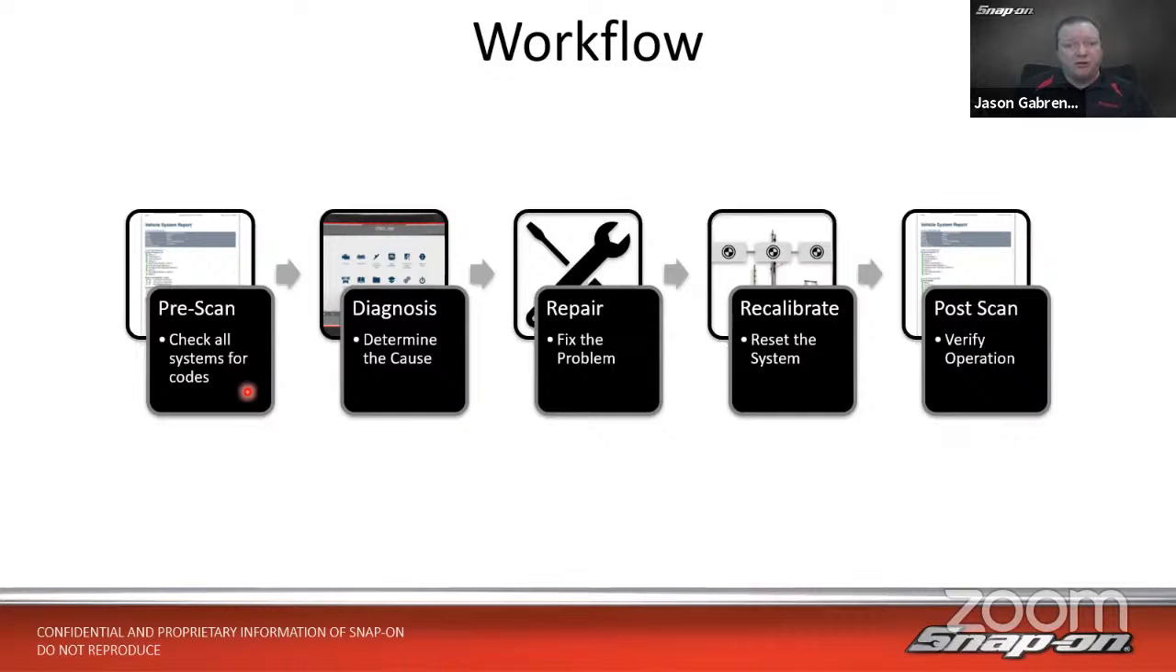We want to check all modules on the vehicle for codes. Now, why do we need to do that? Well, not every module on a vehicle has a light associated with it. So there could be codes in multiple other modules that are affecting other vehicle systems, and you might not know because there won't be any light on the dash or anything like that. So we want to make sure we do that full pre-scan, scan all the systems, and check for codes. With that pre-scan, we also generate a report that we can share with our customers as well. And we'll talk more about that as we go through.